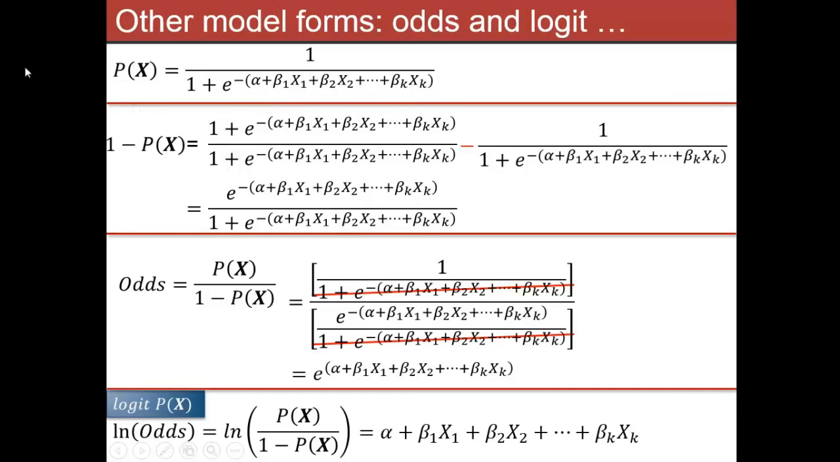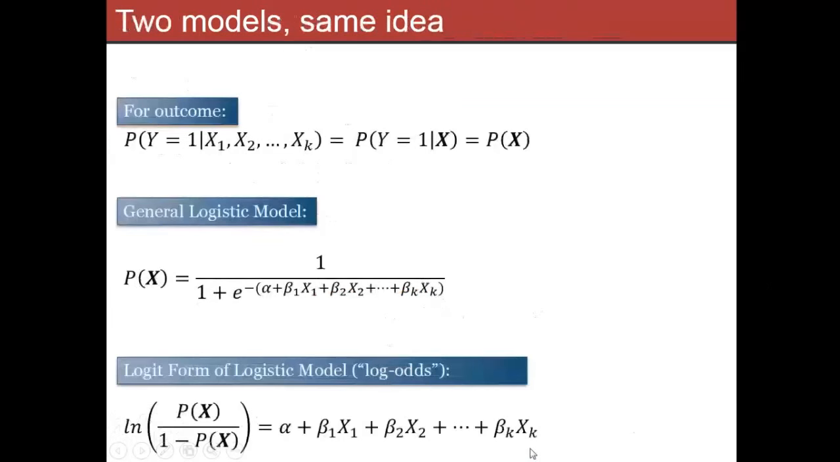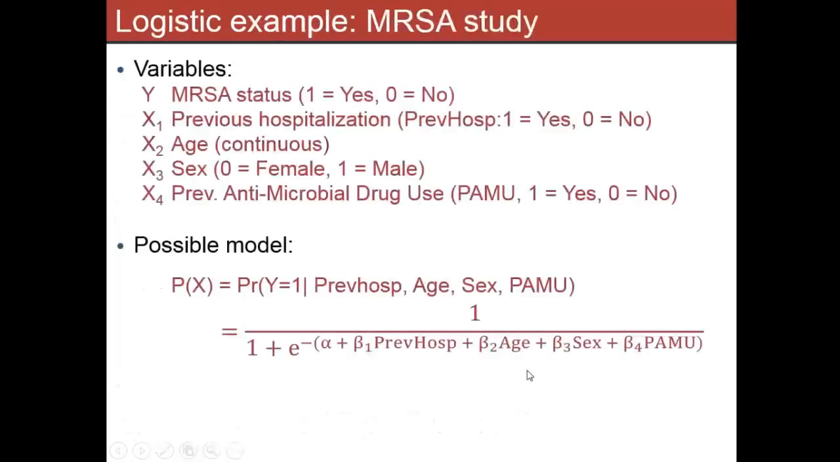And so this is going to be an easy way to represent the same information as this. This takes longer to write. This takes up more space. So it's almost an easier way to do it this way. So again, it's the same thing. We have our outcome. We're looking at the probability of y being 1 given some covariates. Two versions of the model, the general form here and the log odds form.